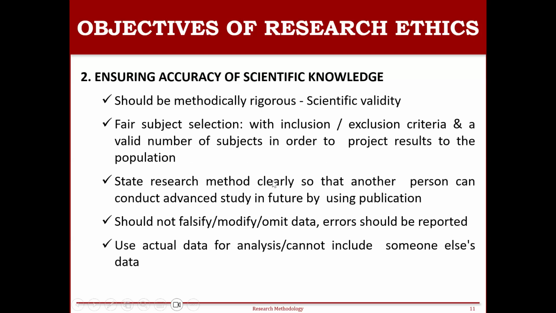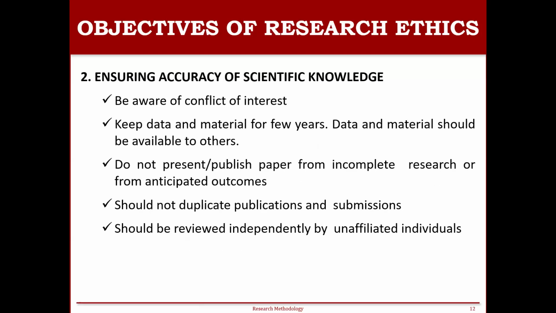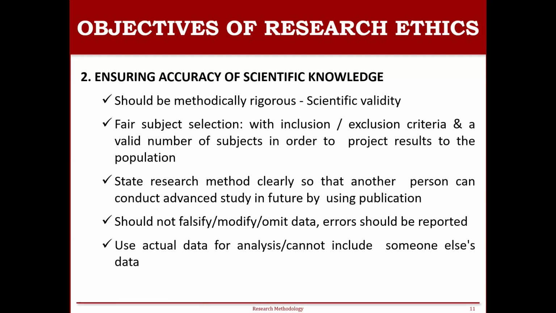And the second one is ensuring accuracy of the scientific knowledge. So what does that mean? Most importantly, our research must be scientifically valid, right? Our research must be scientifically strong. It should be methodologically strong, right? We must follow a proper research method step by step without taking shortcuts. Don't search for shortcuts, right?